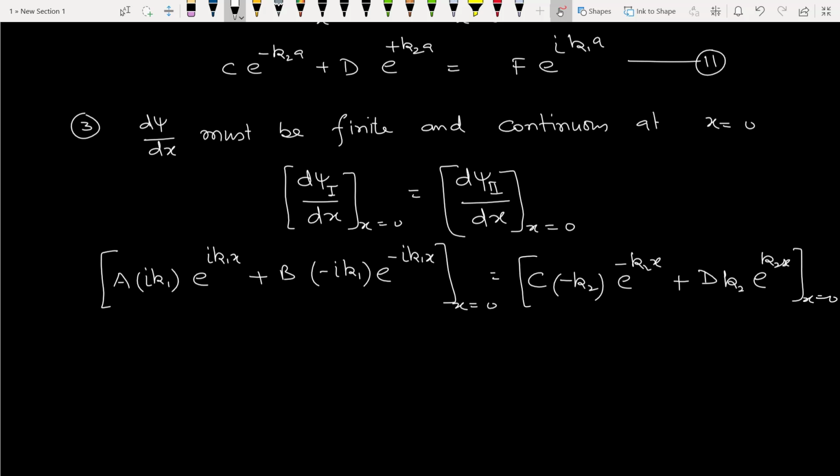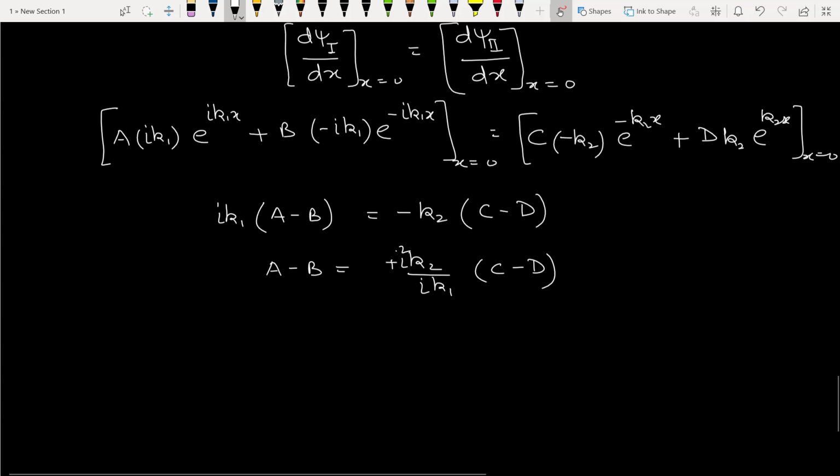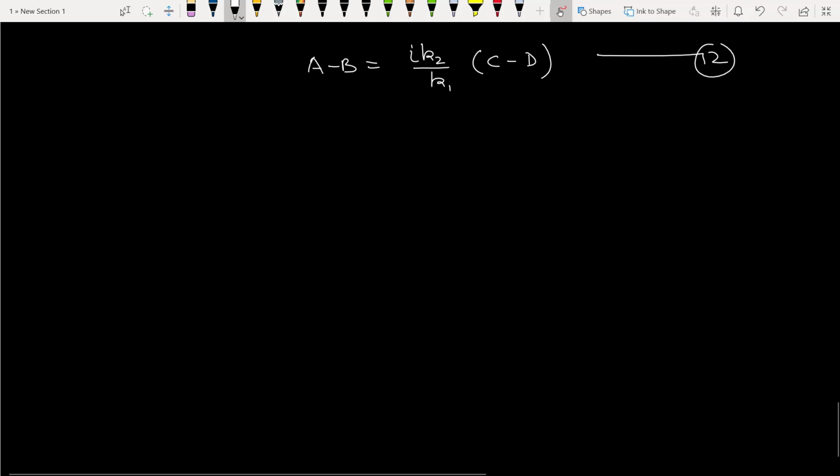So when we substitute x is equal to 0, e raised to power 0 is 1, iota k1 is common, so it will be a minus b, and here minus k2 is common, it will be c minus d. So here a minus b will be equal to minus k2 upon iota k1 c minus d, and minus can be written as iota square, and one iota cancels, so a minus b comes out to be iota k2 upon k1 c minus d. We mark this as equation number 12.